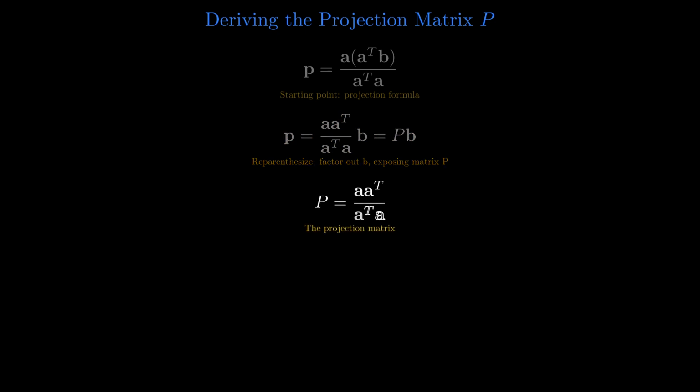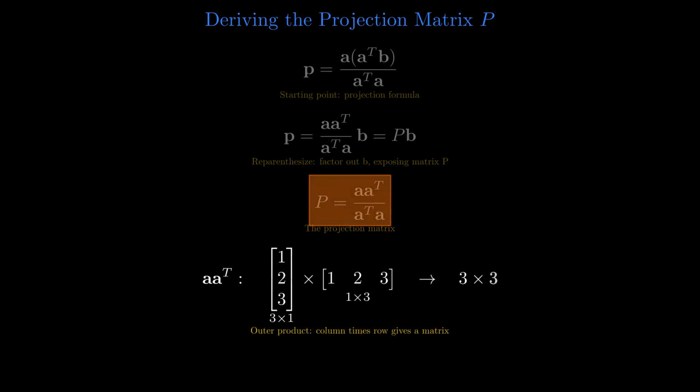That bracketed term is a matrix, capital P, so capital P equals A A transpose over A transpose A. This is the projection matrix. Here is what is crucial.